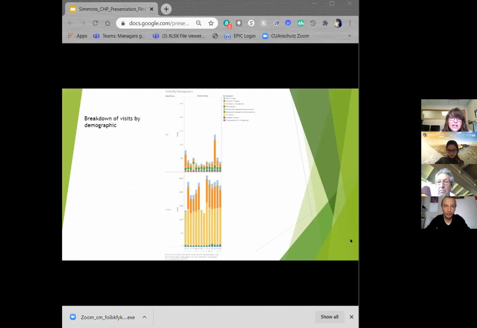So this first one is just a breakdown of who is being seen in the clinic for both first visits and then for subsequent visits. And in this subsequent one, there's a large area, it says PF client. For that, it's people seeking contraception and sexual health needs.